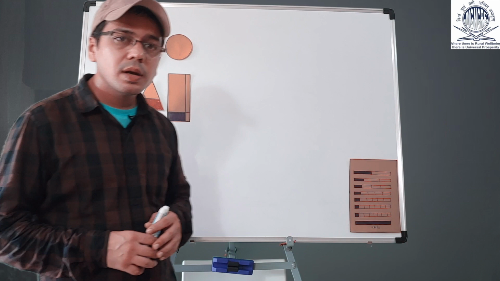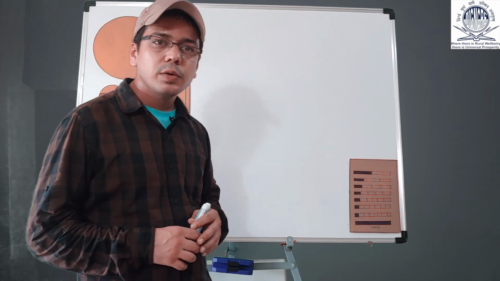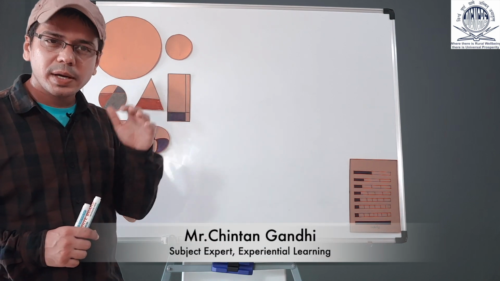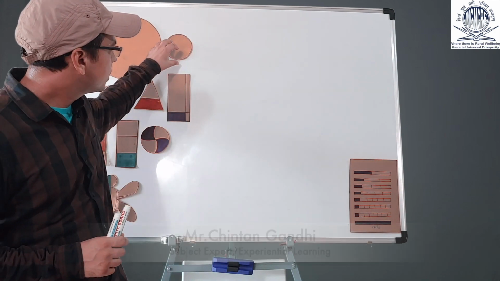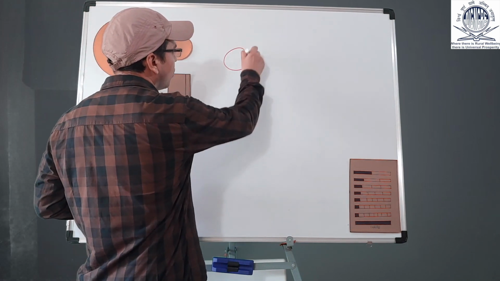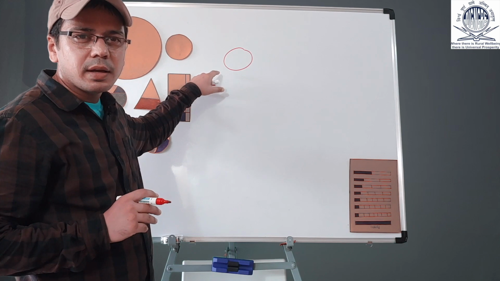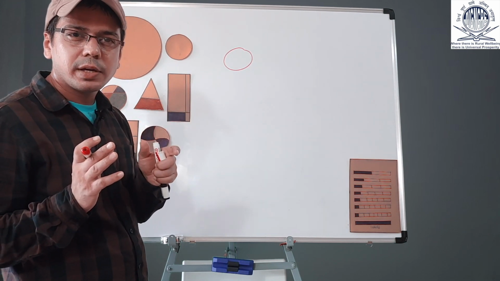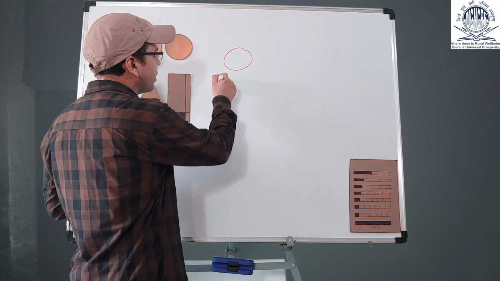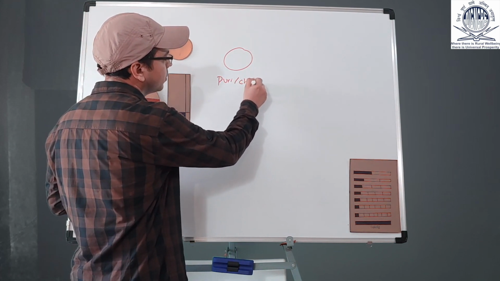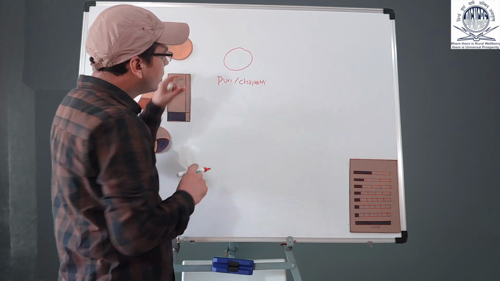Hello everyone, and today we are going to start with a very important topic which you might be able to relate to in your real life. Now let's say I have this circular portion which I'll just try to draw, and what does it look like? I feel it's like a puri or a chapati which I get in my home.